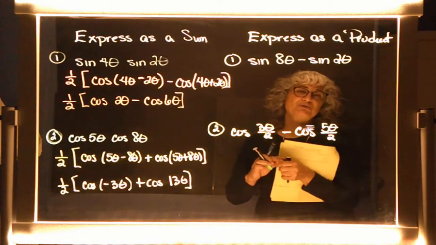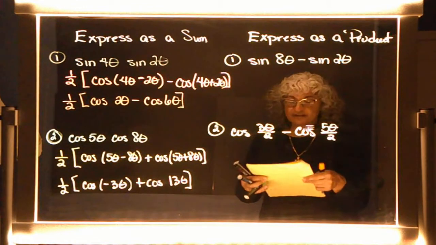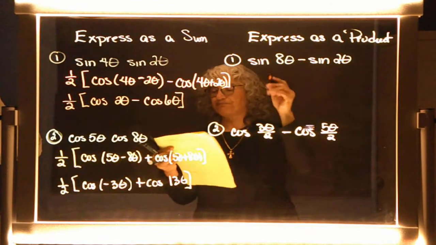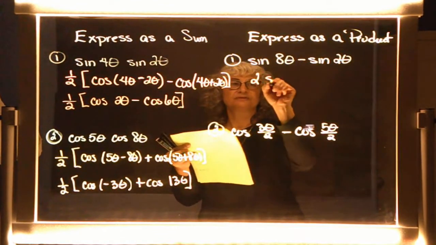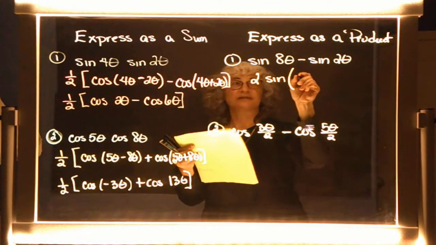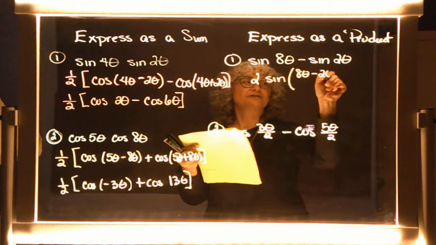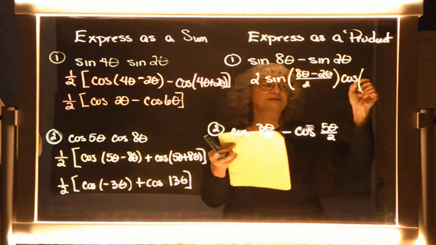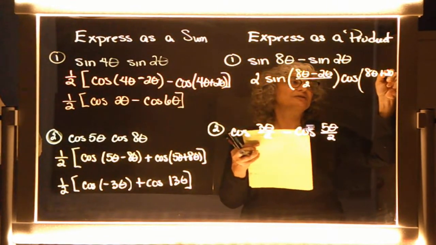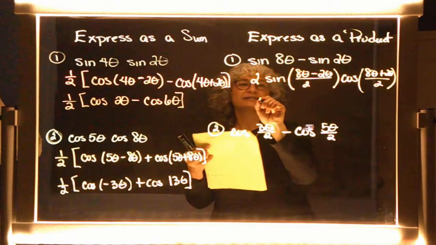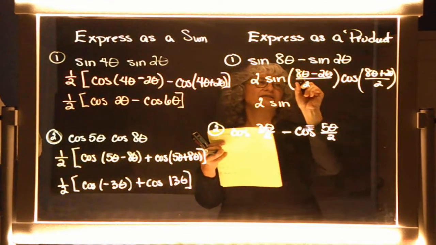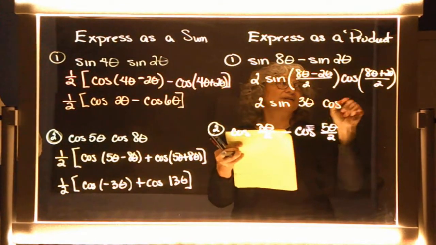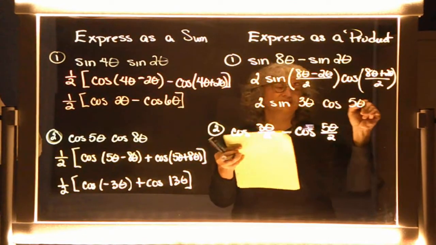So I'm subtracting 2 sine functions. So when you find the appropriate product, this is what I found it to be. I'm going to take 2 sine of 8 theta minus 2 theta divided by 2. And I'm going to multiply it by the cosine of 8 theta plus 2 theta over 2. So I end up with 2 times the sine of, that's 6 theta divided by 2, 3 theta, times the cosine of, that's 10 theta over 2, 5 theta.